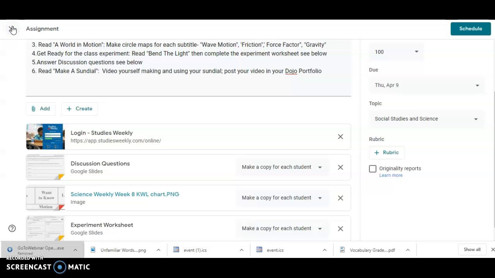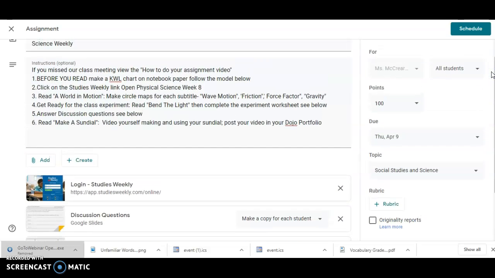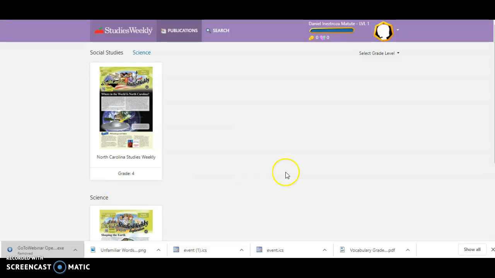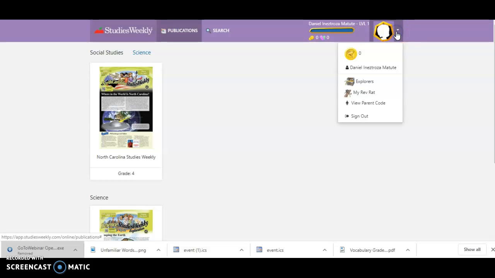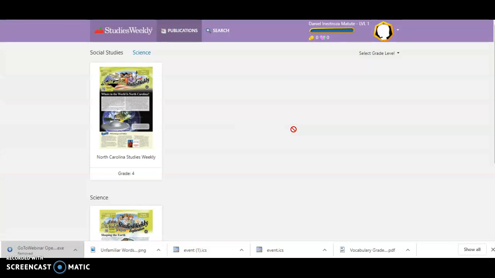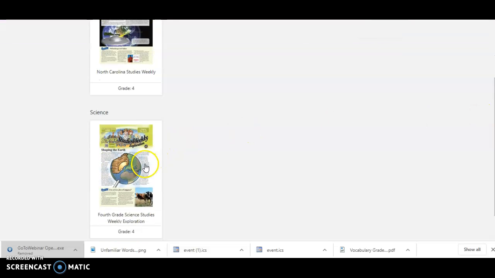So that's that part. Let's look at what we have to do next. Click on Studies Weekly link, open Physical Science Week 8. So that's what we'll do. Right here, Studies Weekly, click on there. Okay, let's log on as a student. Let me show you what it's going to look like. We're going to log in. And as you know, your login information was sent to you in Dojo. Now, you'll scroll down to Science. Click on that.